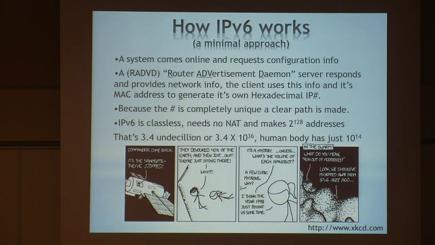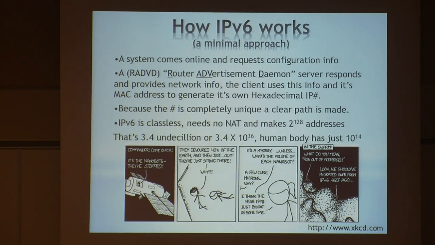And IPv6 actually makes 2 to the 128th power of addresses. When I attended a presentation a few years ago about this, the gentleman explained it. He said, that's actually 3.4 undecillion, or 3.4 times 10 to the 36th power addresses.